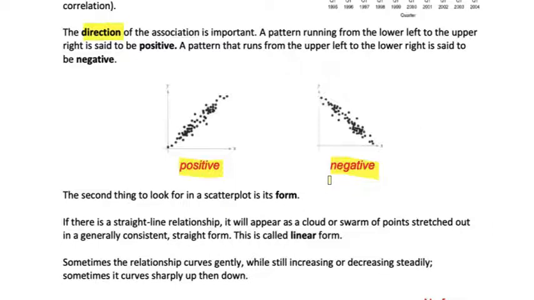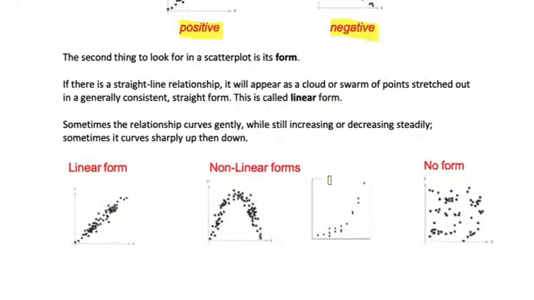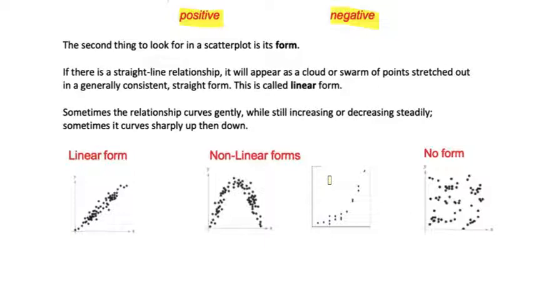The second thing that we want to look at is form. And form is referring to whether the points follow a line, in which case we can say that it's a linear form. They could follow a shape that is not a line, something like a parabola or an exponential function. Or if they don't follow any shape at all and they're just kind of scattered around, then we say that there is no form.